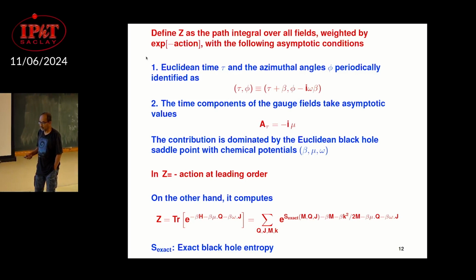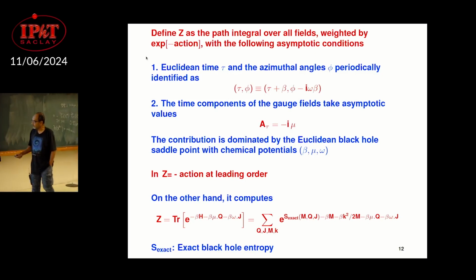On the other hand, we can also give it a statistical interpretation, namely what the Z computes is trace of e to the minus beta H, this is the standard time evolution operator, and you also have minus beta mu dot Q and minus beta mu dot omega dot J. These come because of these twisted boundary conditions that are given here and the boundary condition of the gauge fields that we have put here.